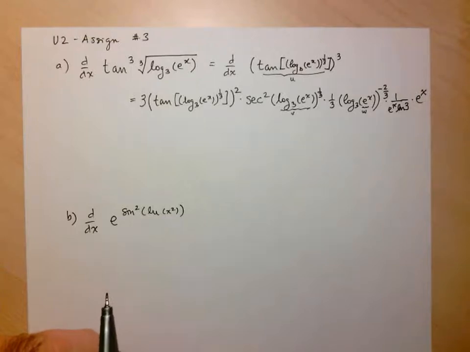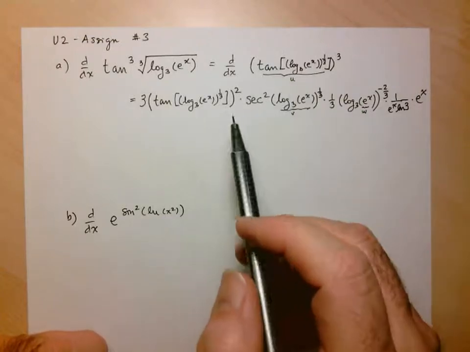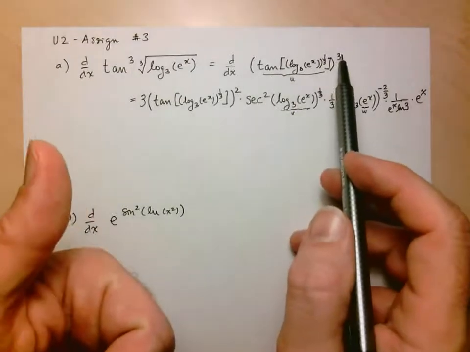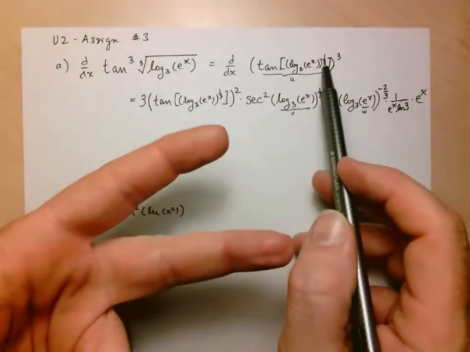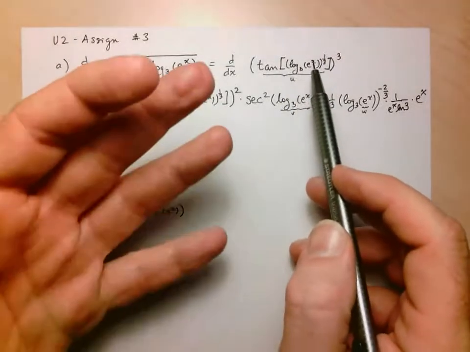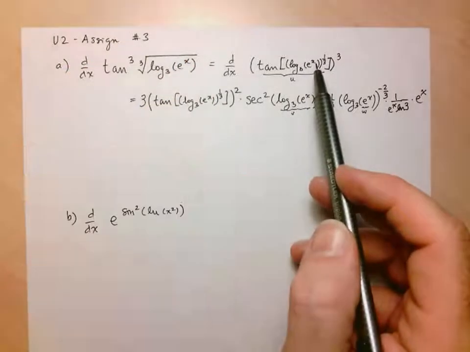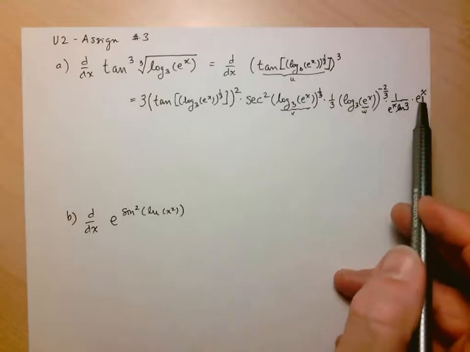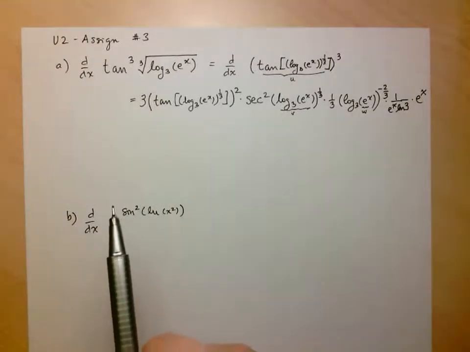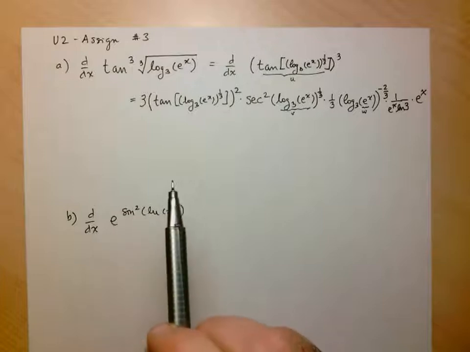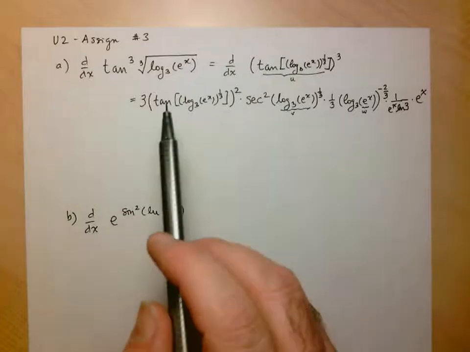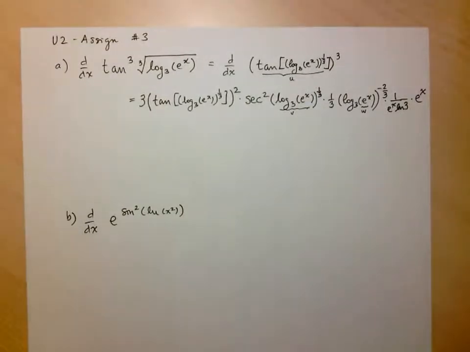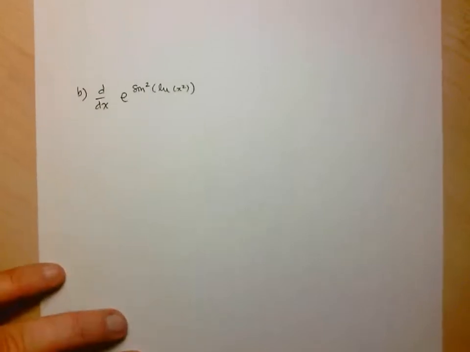Okay, so when you look at this original function, how many functions are being composed here? Well, there's the cubed, there's the tan, there's the 1/3, there's the log, and there's the e to the x. So it's a composition of 5 functions, which is why I needed 1, 2, 3, 4, 5 terms. Okay, so the idea here is to think of it as one function at a time from the outermost to the innermost. So let's do the same thing in the next question here.